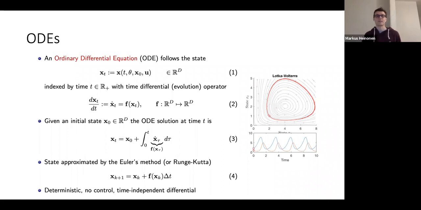And now in practice, we would solve this using, for example, the Euler method, which discretizes over time. So this is now an approximation. And then we also have more advanced methods like the Runge-Kutta, which is a fourth order, sort of nonlinear numerical solver. And here, this system is now fully deterministic. We also assume there's no control, and we also assume there's no time variance here.